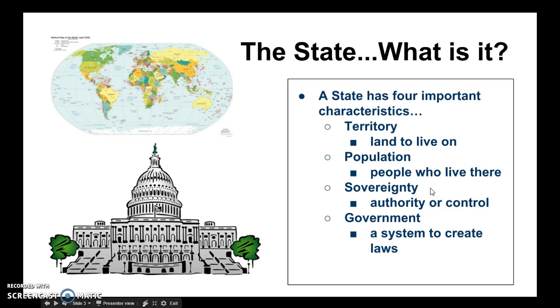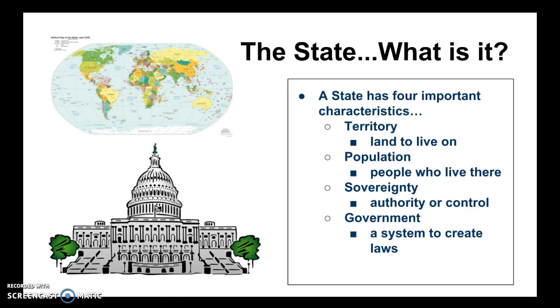Sovereignty is this idea that those people have the ability to control themselves. In other words, they don't have to listen to really anybody else. They're in charge of at least some, if not all, of their own decisions. And government means that they have a system in place to shape their laws and the rules that they have to follow. Make note of these four characteristics on your note sheet, and then take a few moments to answer those questions underneath.